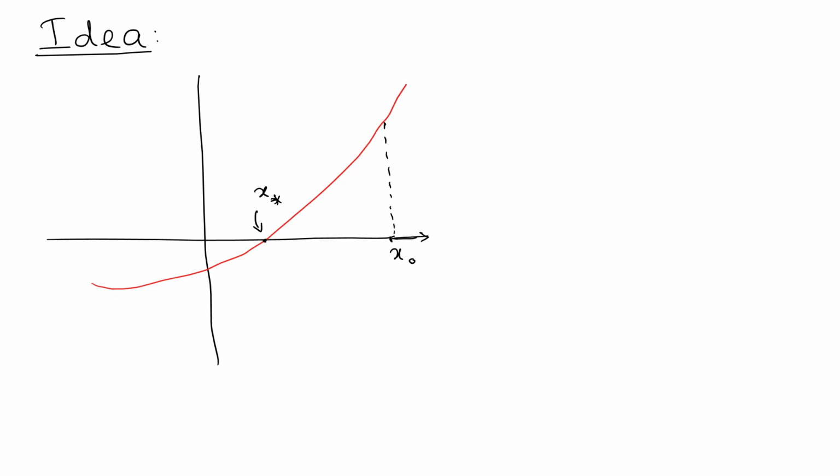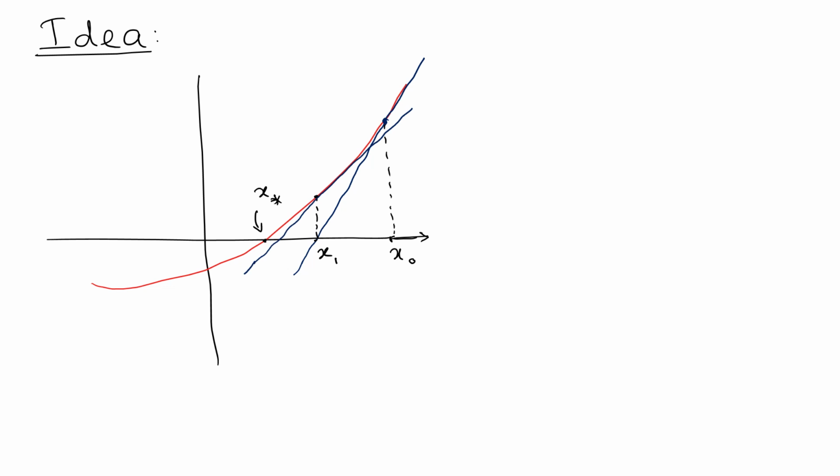Now what we can do is draw the tangent line. So this is the tangent line at x naught, and you can see it's going to cross the x-axis at x1. Now we can look at this new value and find the tangent line at this new point. So let's draw the tangent line at that new point, and you get this.